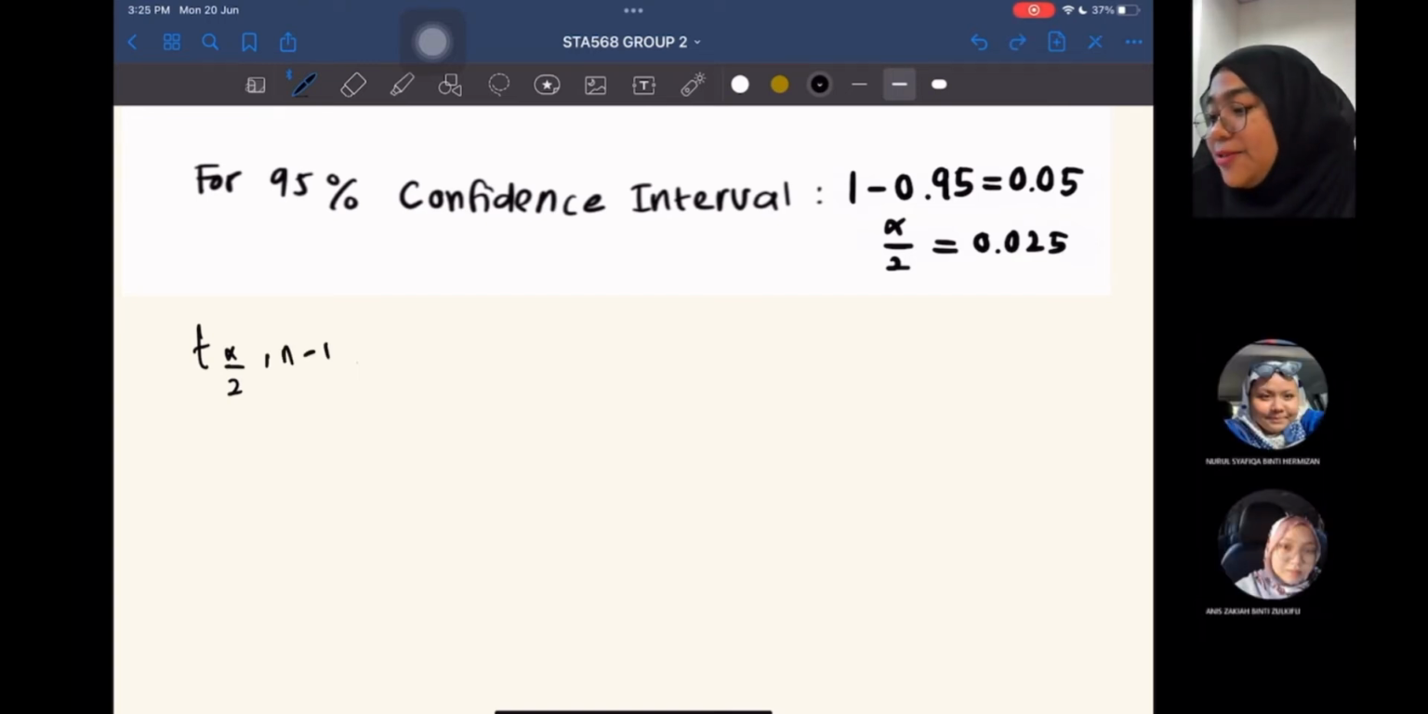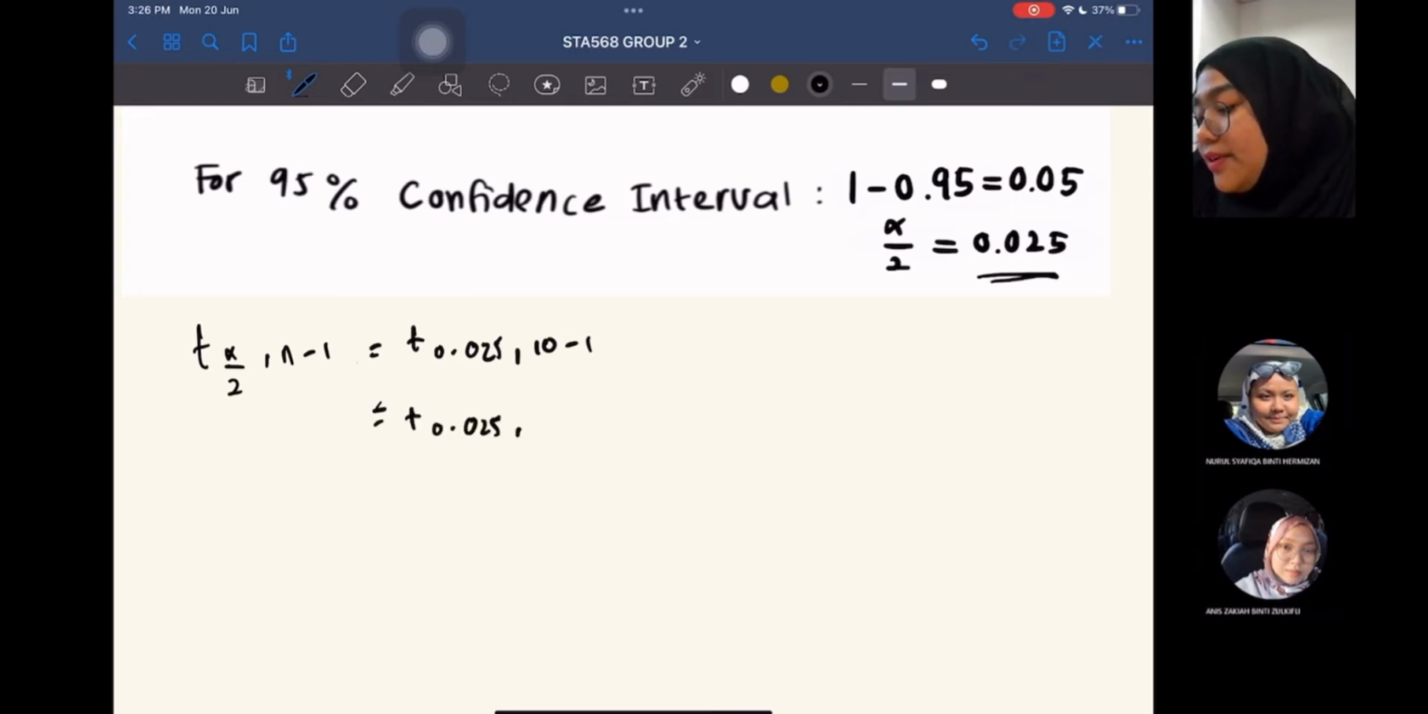I will show you guys how to use table 7 by substituting this into the t critical value formula. So t equals t 0.025 and n is 10 minus 1, so it equals t 0.025 and 9. So we will use this to find the value in table 7.